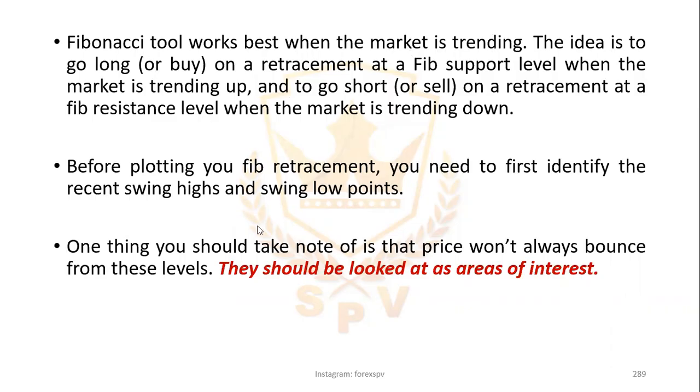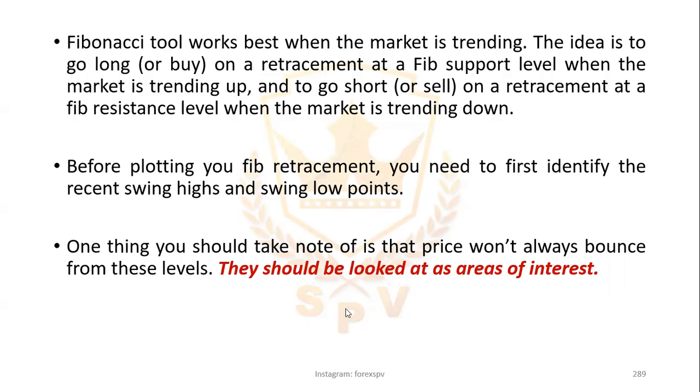And when the market is trending down, you're expecting a retracement to a fib resistance level, and then it should continue down. So the idea is to sell when the market retraces back to a fib resistance level when the market is trending down. Before plotting your Fibonacci levels, you need to identify the swing highs and swing lows that you are expecting a retracement around.